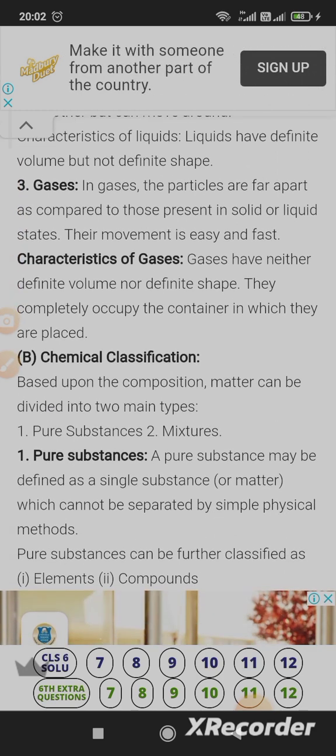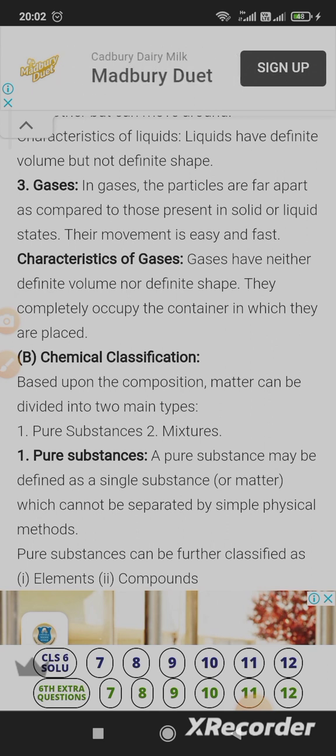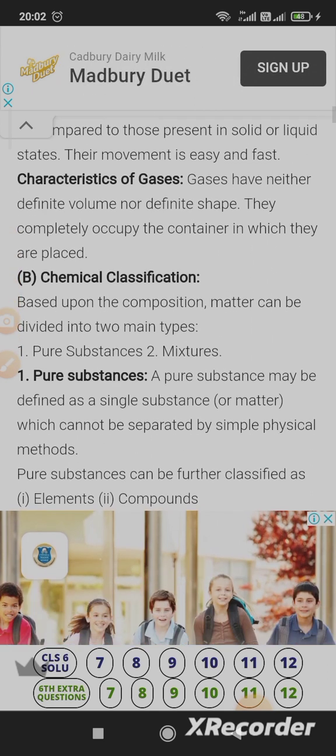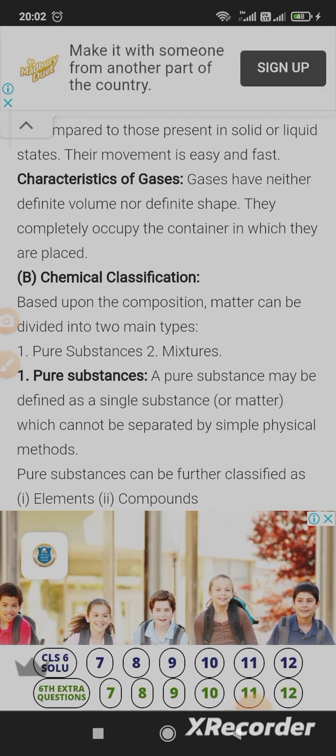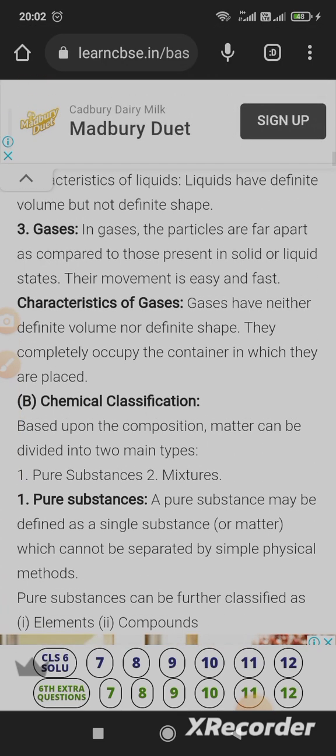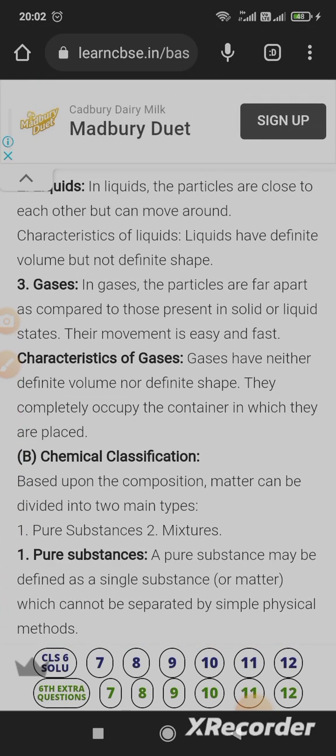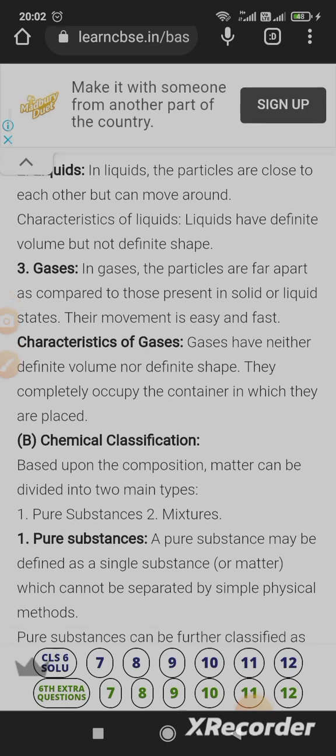Gases. In gases, the particles are far apart as compared to those present in solid or liquid states. Their movement is easy and fast. Characteristic of gas: gases have neither definite volume nor definite shape. They completely occupy the container in which they are placed. So we can say liquids occupy the shape of the container.